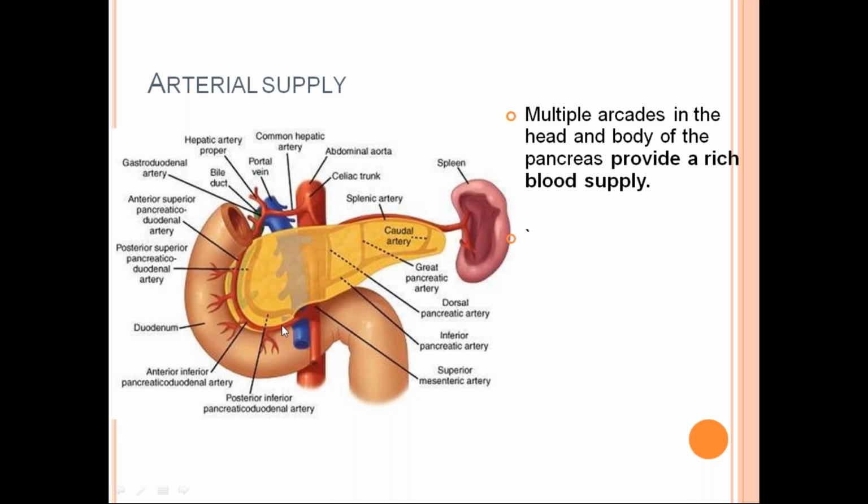From below, inferior. The inferior pancreatico-duodenal artery is the first branch of the SMA, superior mesenteric artery. This is also divided into anterior and posterior. So both the superior and inferior are divided into anterior and posterior, and in between there will be arcades. For the body and tail, from the splenic artery, the great pancreatic artery, the caudal artery, and the dorsal pancreatic artery all emerge and supply. So there will be multiple arcades in the head and the body of the pancreas. Hence, it has a very rich blood supply.